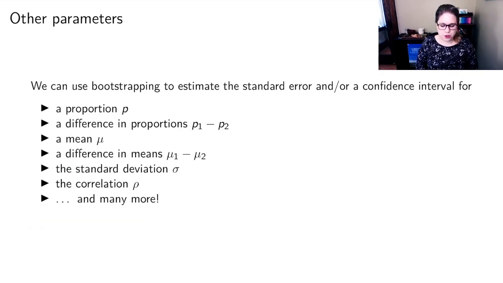So I think I've been showing you mostly how to do bootstrapping for a difference in means. I was doing that tug-of-war team, but I also was talking about a single proportion with my M&Ms, and we can use bootstrapping to estimate the standard error and or to find a confidence interval for basically any parameter. So for a single proportion, difference of proportions, mean, difference in mean, standard deviation, correlation, lots more parameters. We can do inference this way.